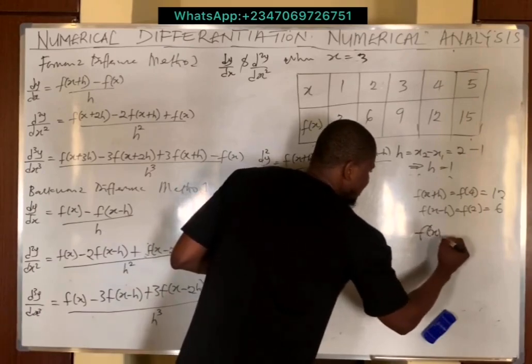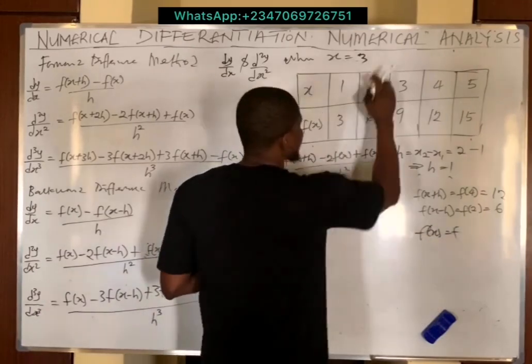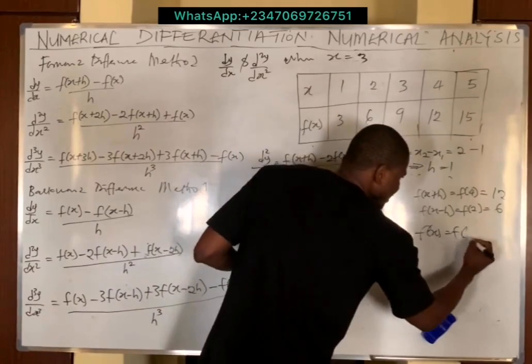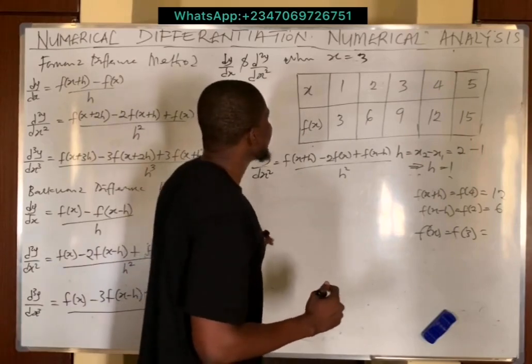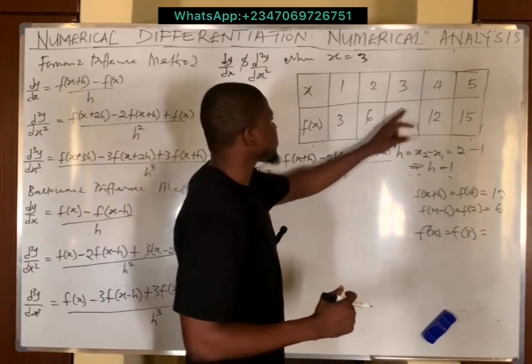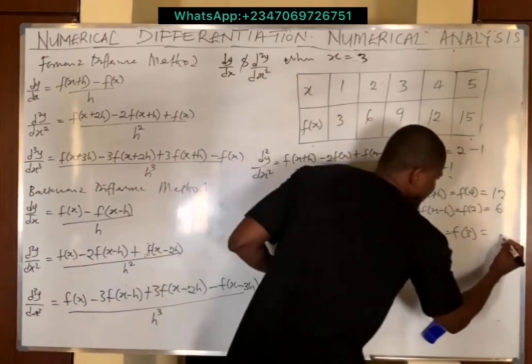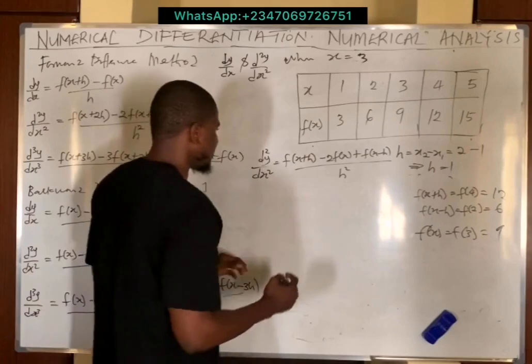Here f of x is going to be equal to f of the function there, x there is 3. So that's f of 3. What's the value of y when x is 3? The value there is simply 9. When x is 3, the value is 9. So you have it to be 9. So let's plug all of this into the formula.